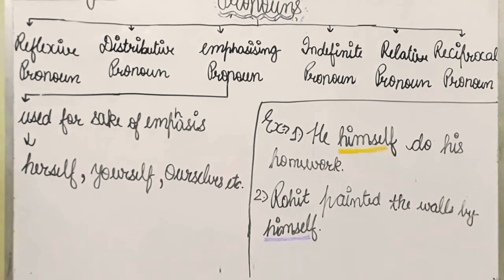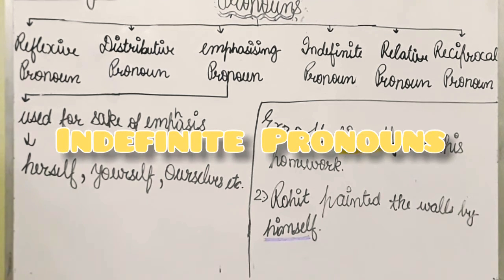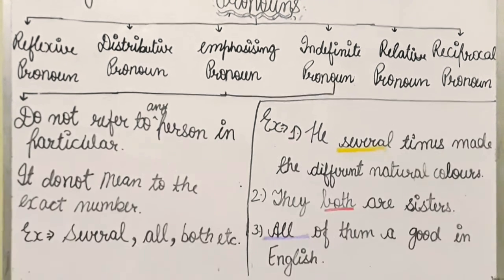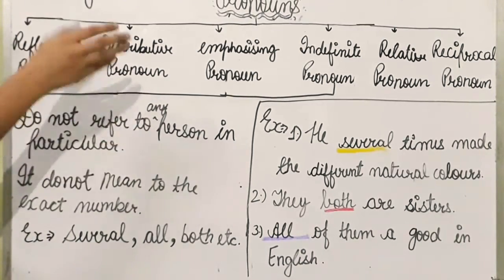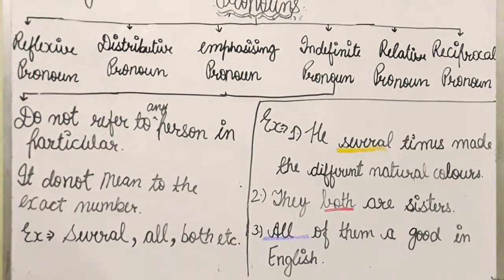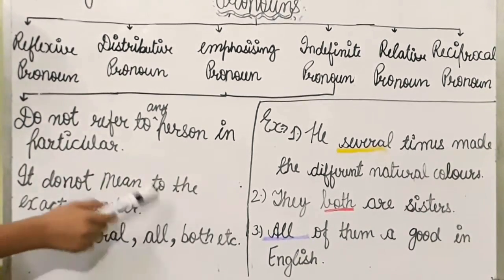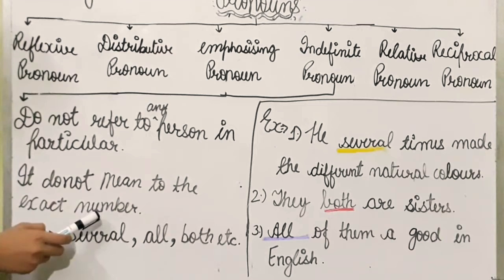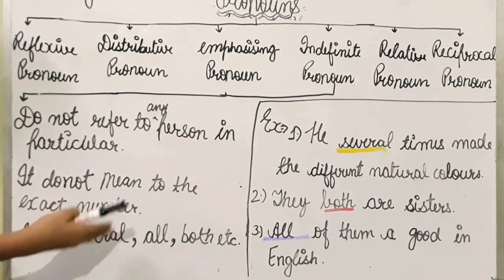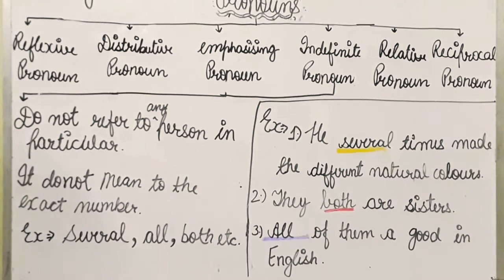And now the next pronoun is indefinite pronouns. Now what are indefinite pronouns? So indefinite pronouns do not refer to any person or thing in particular, meaning they do not mean the exact number. It does not give the exact information about the number of that thing. And some of the examples of these pronouns are several, all, both, everybody, nobody. So these are some of the examples of indefinite pronouns.